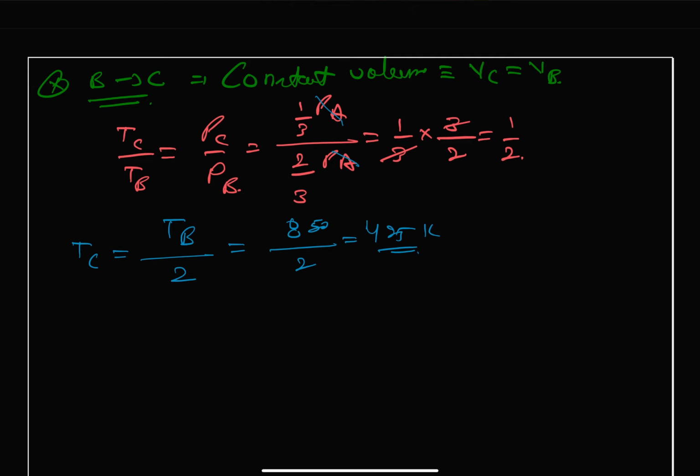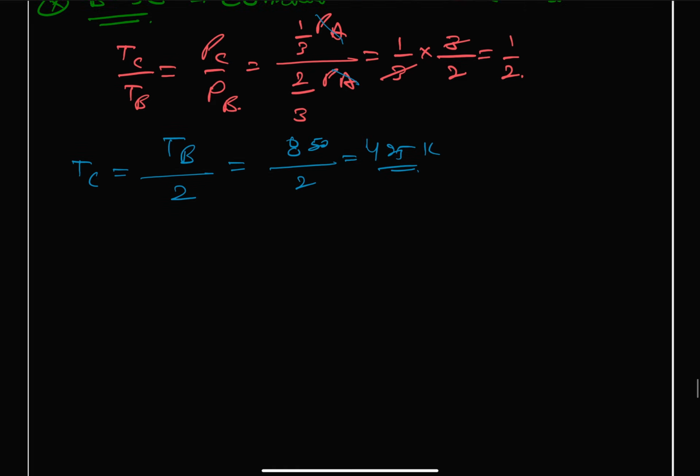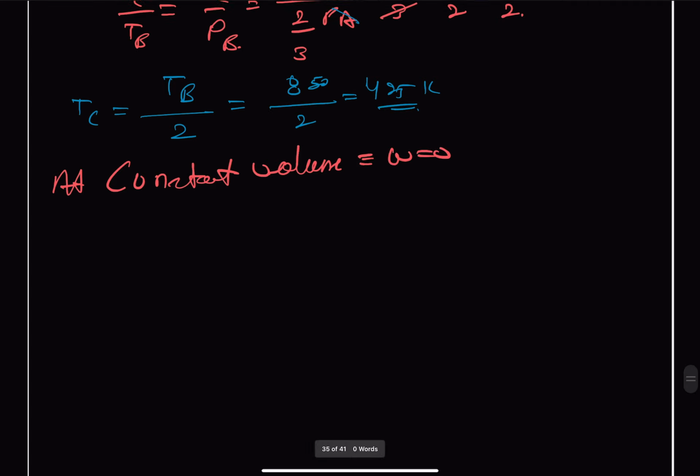At constant volume we know that work done is equal to 0. Work done is equal to 0, therefore our Q is equal to delta U, which is our CV times TC minus TB, and this has to be less than 0 because of cooling.